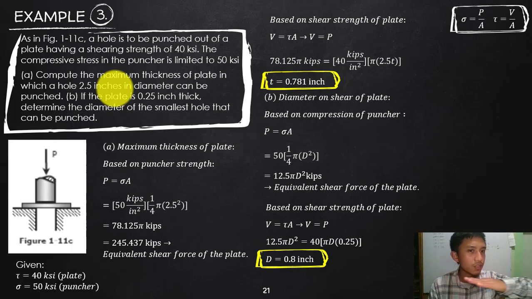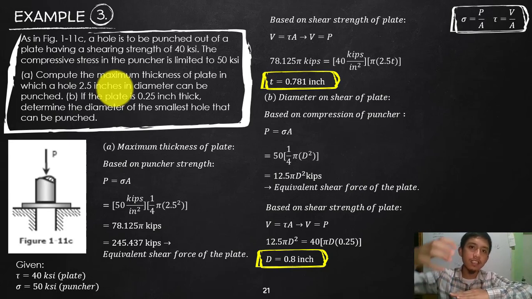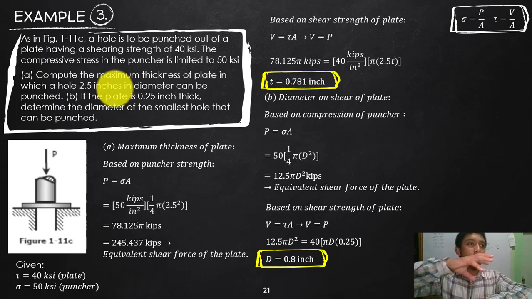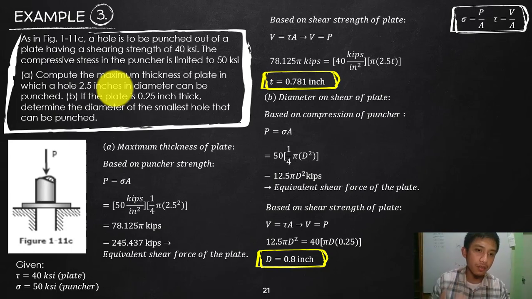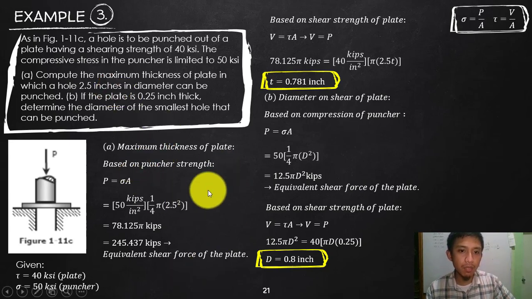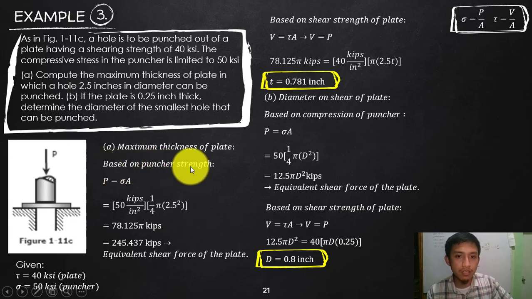Okay, so what we are trying to find is the maximum thickness that a certain puncher can punch. To simplify the question, the thickness depends on how much that puncher can punch. So first, let's try to establish how much the strength of that puncher is, based on the puncher strength.